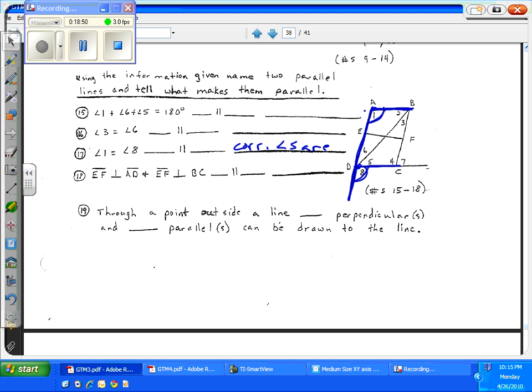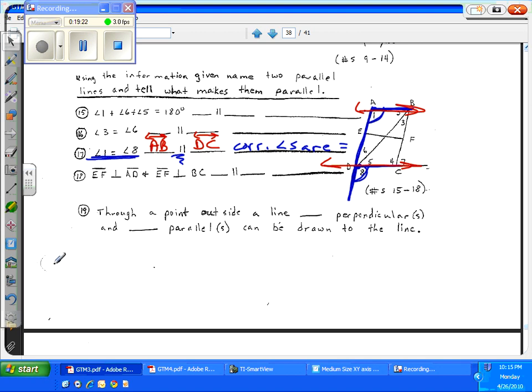Corresponding angles are equal. If corresponding angles are equal, then we can say that the lines are parallel. The lines that form them are line DC and line AB. So we can say that line AB is parallel to line DC because corresponding angles are equal.